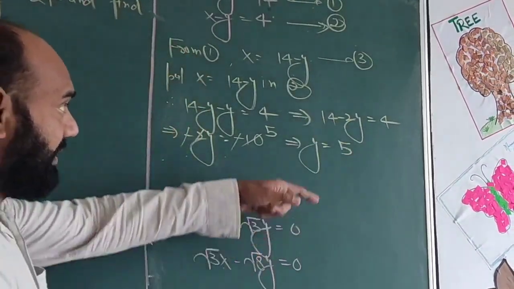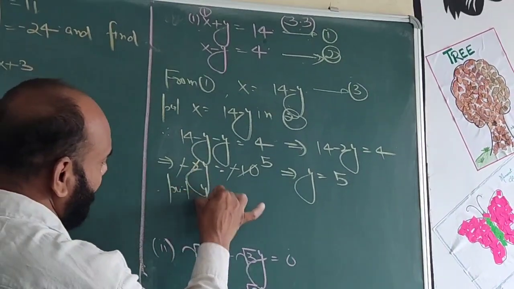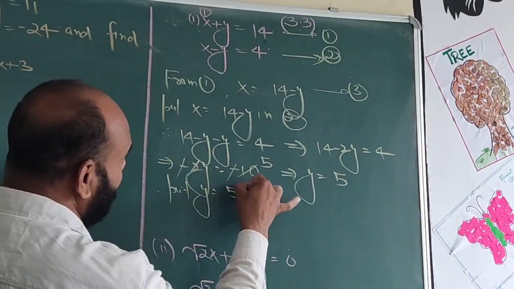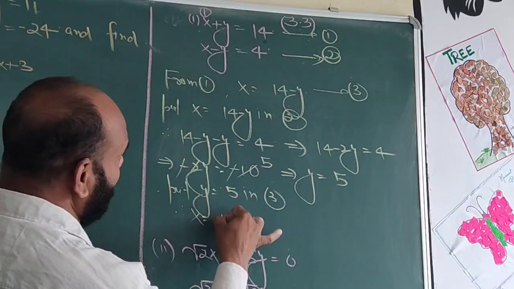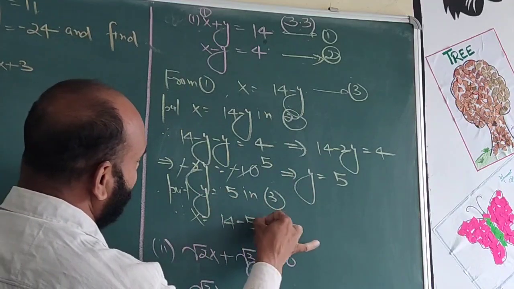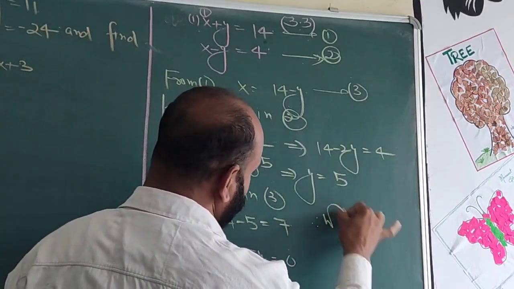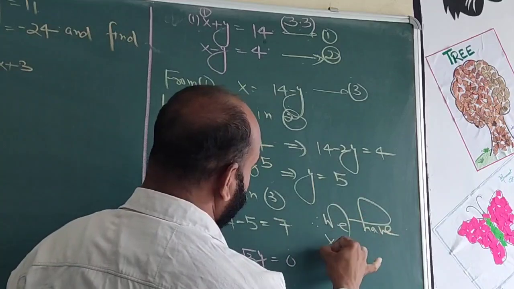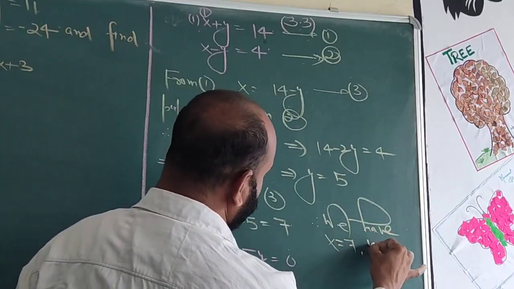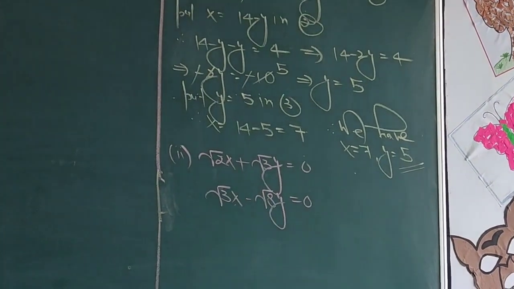Now put y equal to 5 in equation number third. Therefore, x is equal to 14 minus 5, which is 7. So we have x equal to 7 and y equal to 5. This is our final answer.